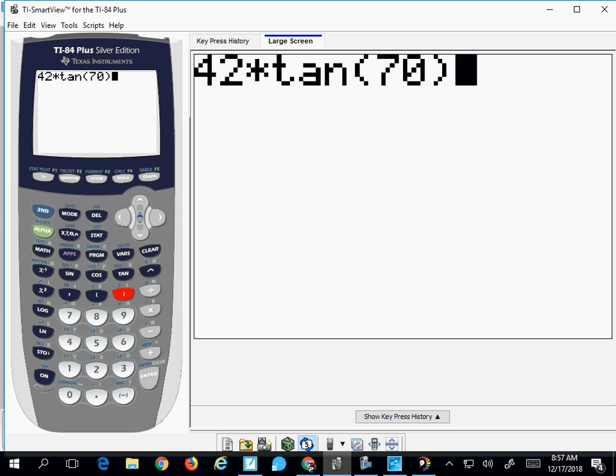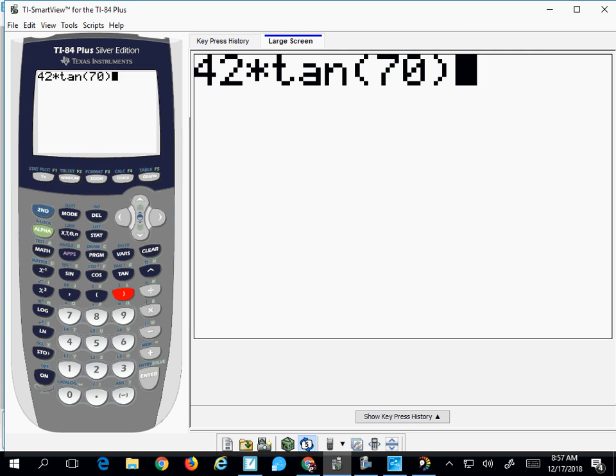Do we need to put the multiplication symbol in here? You don't technically have to. I always like putting it in there just to remind me this one's multiplication, the last one we did was division. So to eliminate that possible mistake, I always put in my multiplication or division symbol there.